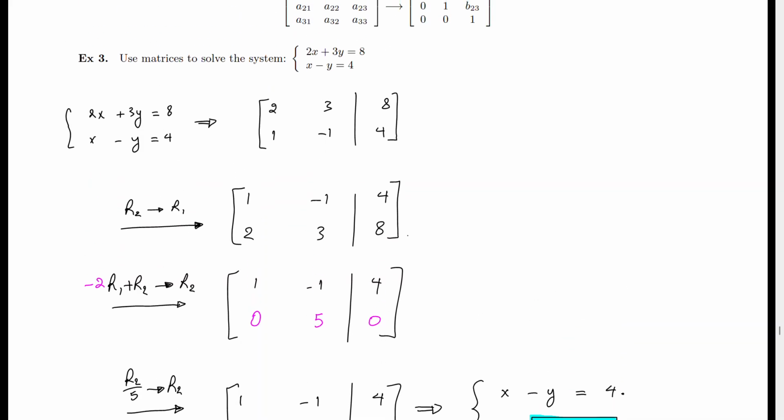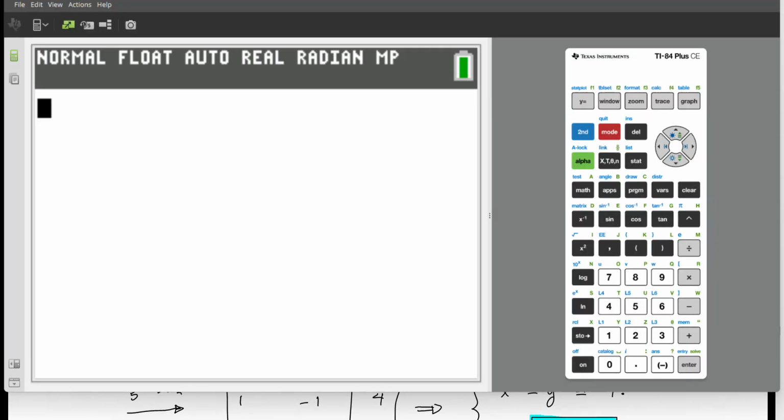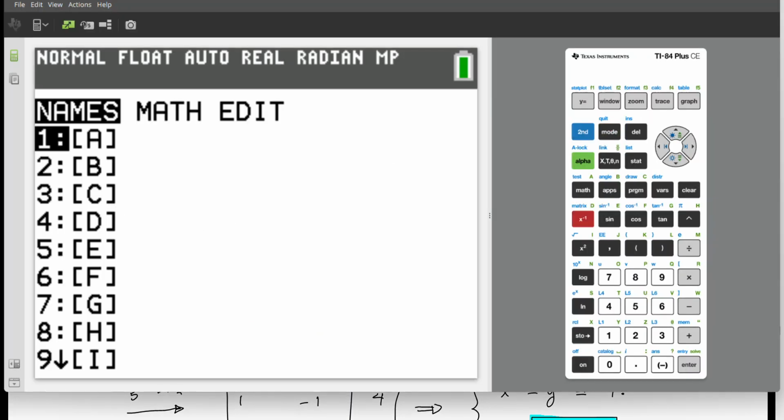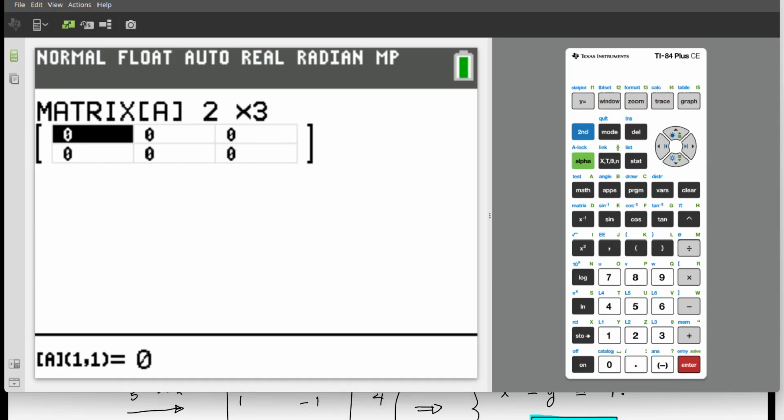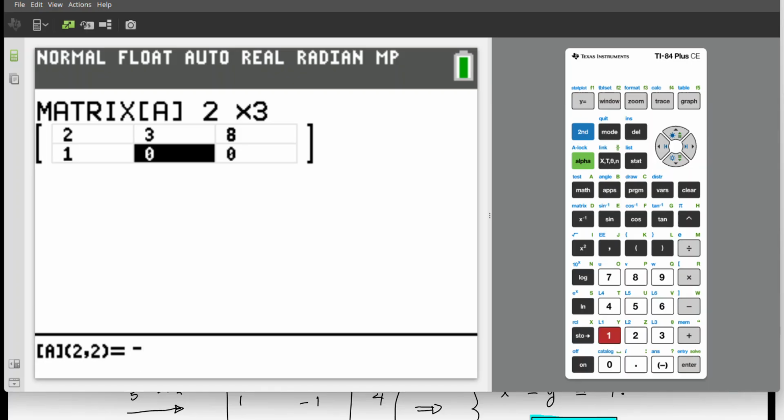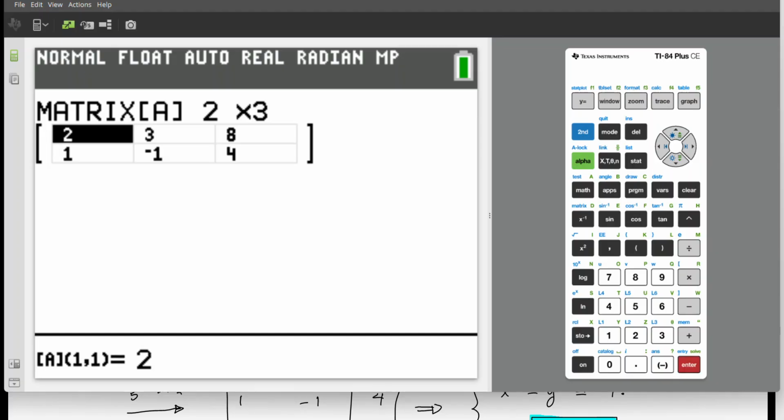So let me show you how I would have done this with a calculator. So let's turn on our TI calculator and enter in this matrix that was given to us in this problem. So once you turn on your calculator, you'll need to enter the matrix menu, and I'm going to go ahead and edit matrix 1, which is matrix A. I need to tell it the size of the matrix. We have 2 rows and 3 columns in our augmented matrix. Then we'll type in the numbers 2, 3, and 8 for the first equation. We also had 1, -1, and 4 for the second equation. So those are the equations of my problem.